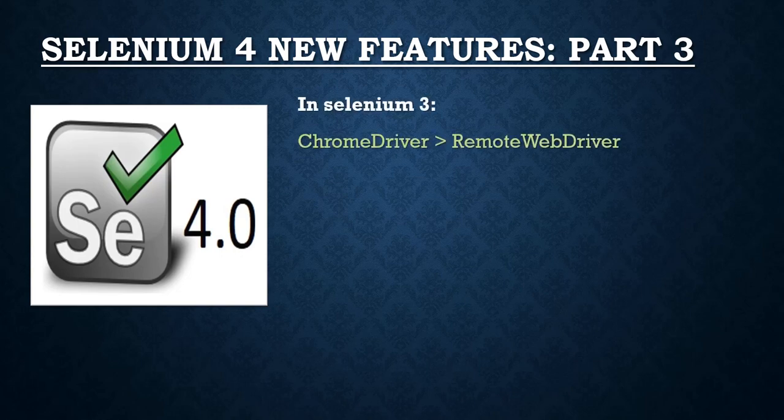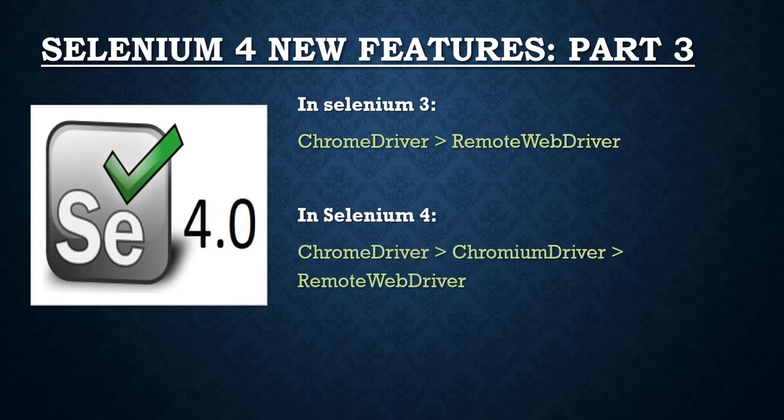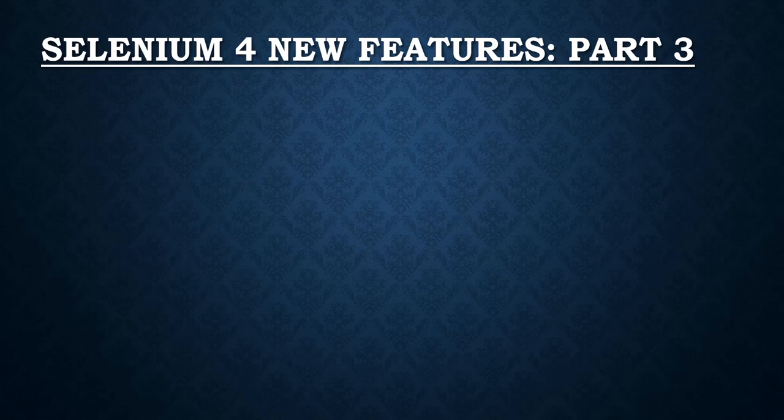In Selenium 3, we have a structure where ChromeDriver extends RemoteWebDriver. In Selenium 4, ChromeDriver extends ChromiumDriver, and ChromiumDriver extends RemoteWebDriver. That is the structure of Selenium 4, so we can see the differences here. Now let me move on.